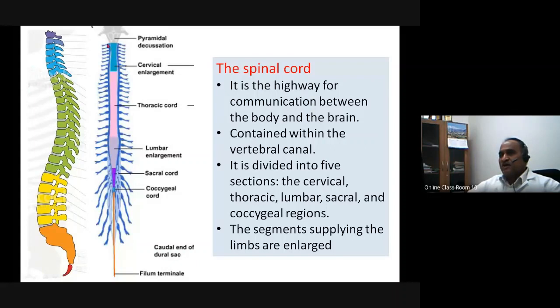Precisely, the spinal cord is divided into 5 different segments. The one in the neck, the cervical segment, the thoracic segment, the lumbar segment, the sacral, and the coccygeal segment, especially in human. The cervical will have 8 pairs of roots coming out, the thoracic 12 pairs, the lumbar 5, the sacral 5, and then the coccygeal 1. So that is the distribution.